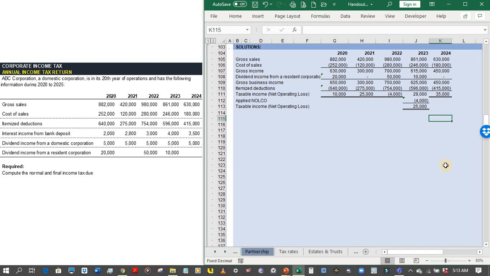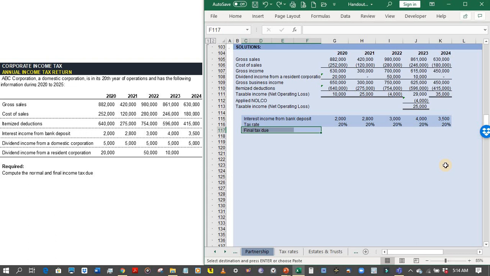So let us start the computation of the final taxes. Again, that will be for 2020 until 2024. For 2020, we have a 2,000 interest income. In 2021, 2,800. 2022 is 3,000. 2023 is 4,000. And in 2024, 3,500. And of course, the final tax rate on interest income from bank deposit is 20%. So let us multiply this by the tax rate of 20%. The final tax due on 2020 interest income is 400 pesos. In 2021 is 560. 2022 is 600. 2023 is 800. And in 2024 is 700 pesos.